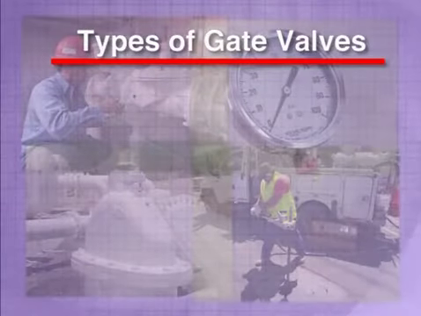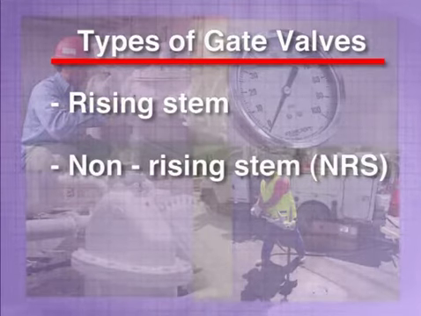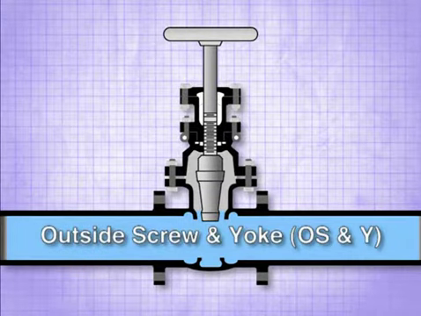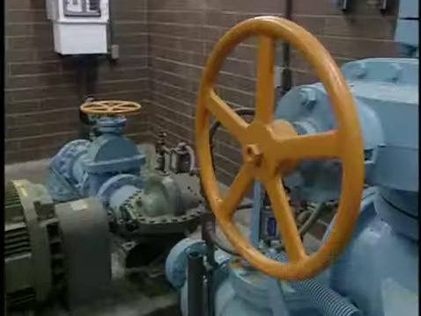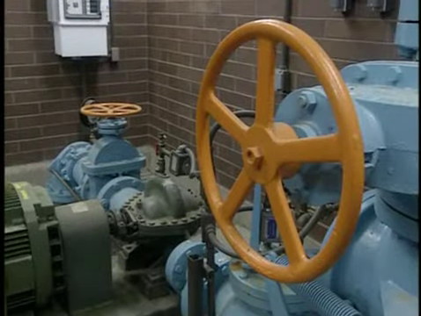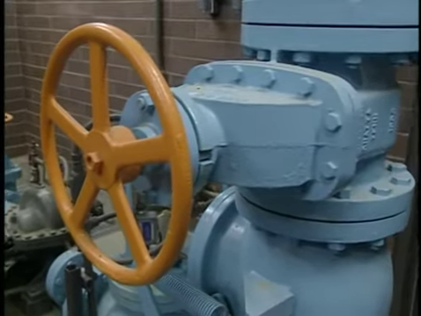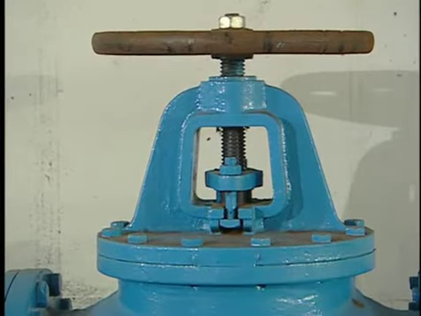Gate valves used in water systems are either rising stem or non-rising stem, also called NRS. Rising stem valves are often called outside screw and yoke, or OS and Y, because they have an exposed screw extending above the bonnet. OS and Y valves are commonly used in pump stations and fire services where you can immediately tell whether the valve is open or shut by looking at the position of the screw.